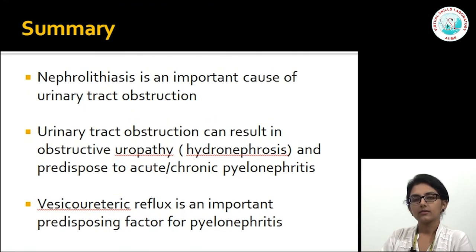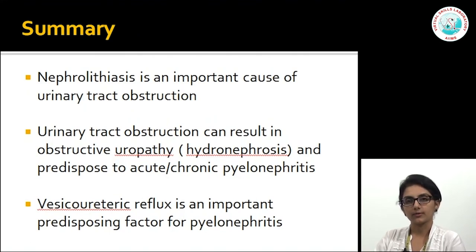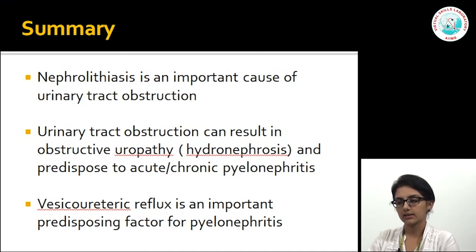So to summarize, nephrolithiasis is an important cause of urinary tract obstruction, and we've seen that in detail. And this urinary tract obstruction can result in an obstructive uropathy or hydronephrosis and predispose to an acute or chronic pyelonephritis. And another important predisposing condition for pyelonephritis that we should keep in mind is vesicoureteric reflux.